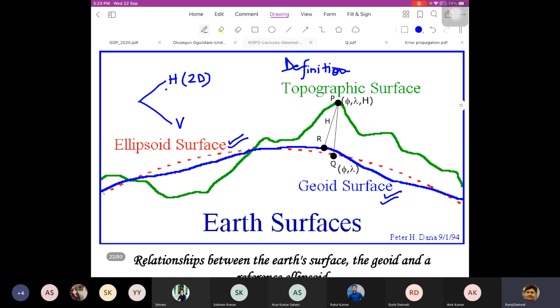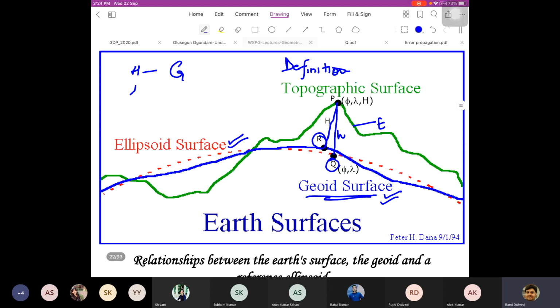This figure is representing a point, let's say, on the earth surface. The green is your earth surface, and there is a point P. When you drop a normal, there are two types of normals which would be drawn. One will follow the line of gravity, perpendicularly with the help of a plumb bob, and that will intersect the geoid. So this R, let's say, is the point intersecting the geoid surface, and this Q is obviously on the ellipsoid. So there are two different heights we are talking about. One capital H is called the orthometric height, and the second, the height with respect to the ellipsoid, would be a small h.